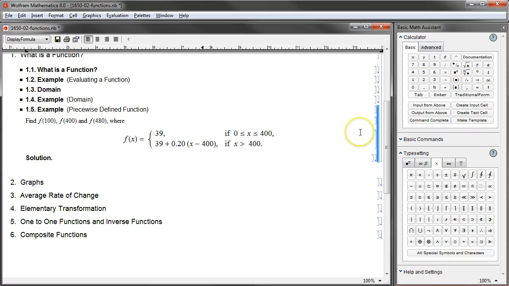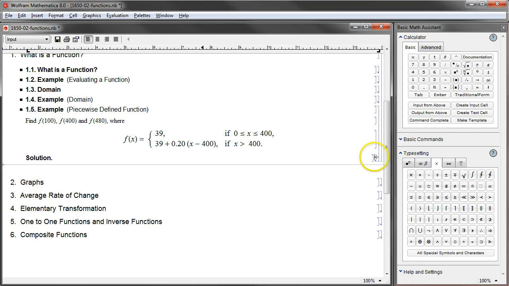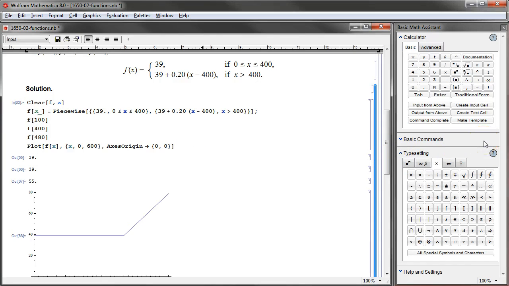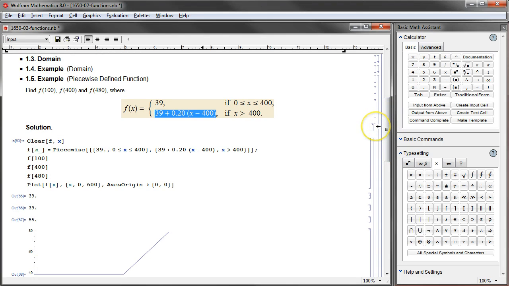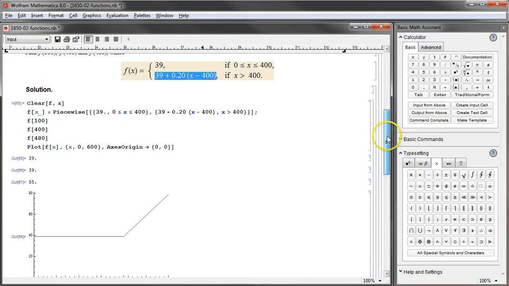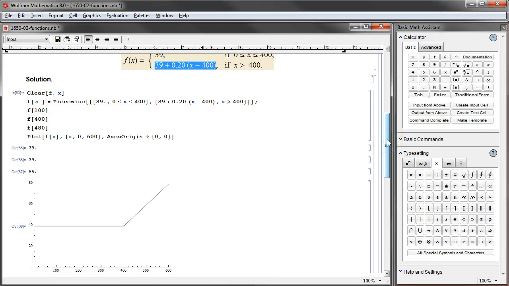Okay, how about some piecewise defined functions? I got this example from our textbook, but it goes like this. For x less than 40, we have a horizontal line, constantly 39. For x greater than 40, we have a function which is linear, so we have something like that. But we can consider even more complicated cases. And if you use Mathematica, then you have this Piecewise command to get the appropriate function.